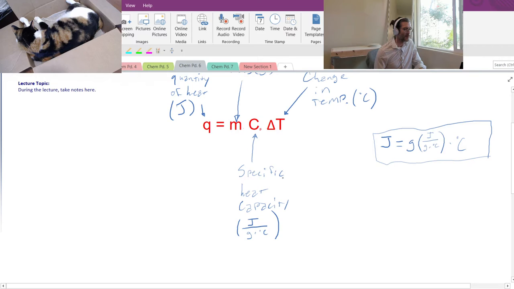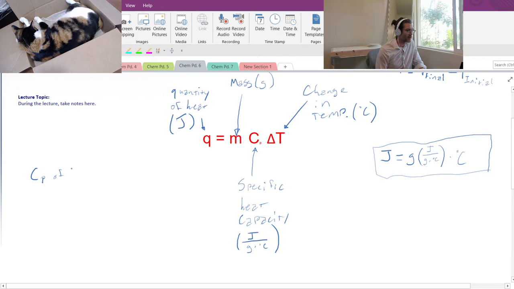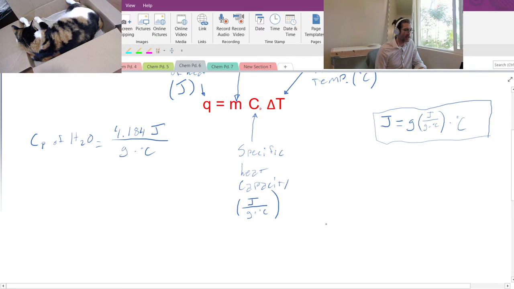The specific heat of water is going to be 4.184 joules per gram degrees C. All right. And with that, we'll get on to some guided practice. All right.